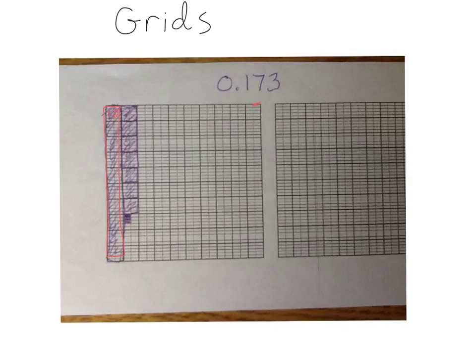And so if we add 10, 20, 30, 40, 50, 60, 70, 80, 90, 100, and then if these are still tens, we have 7 of these, 1, 2, 3, 4, 5, 6, 7, and then we have 3 of the individual little thousandths here. So this is 173 thousandths.